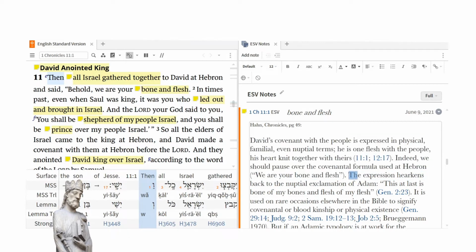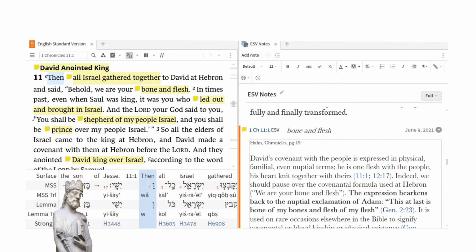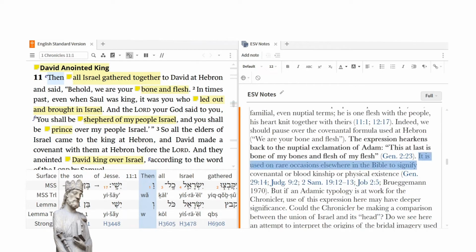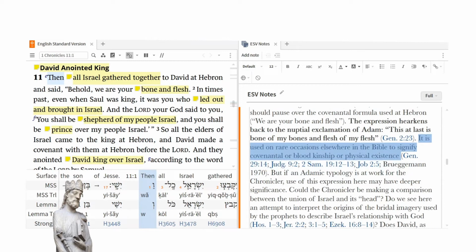The expression harkens back to the nuptial exclamation of Adam, "This is at last bone of my bones and flesh of my flesh." And that is Genesis 2:23. It is used on rare occasions elsewhere to signify covenantal or blood kinship or physical existence.